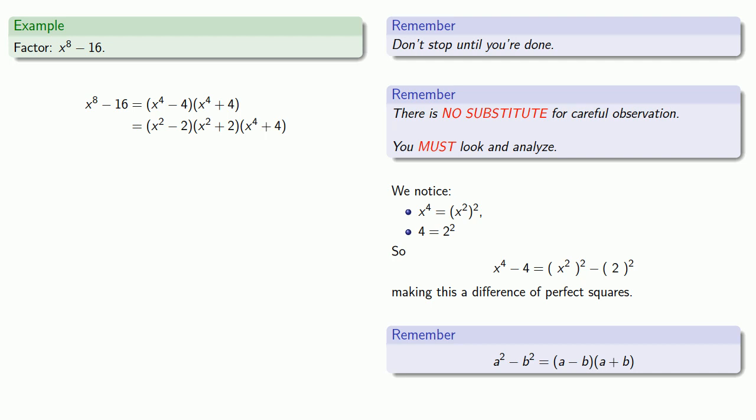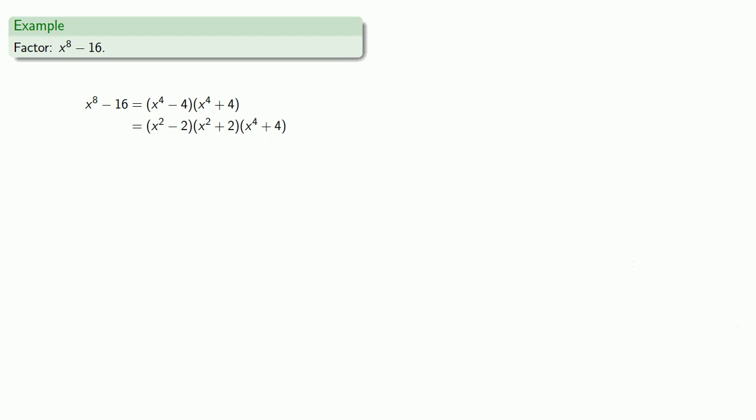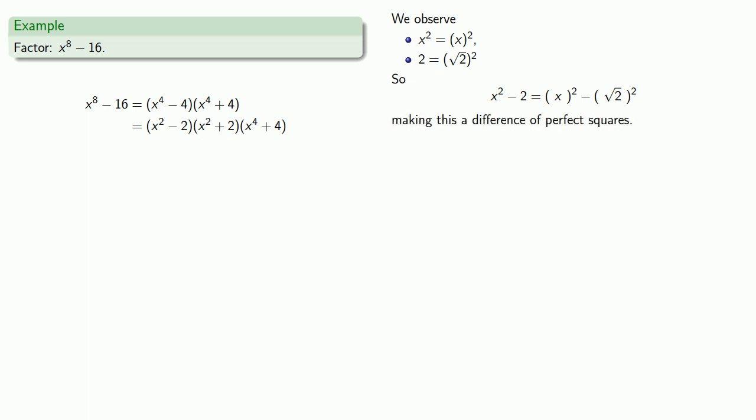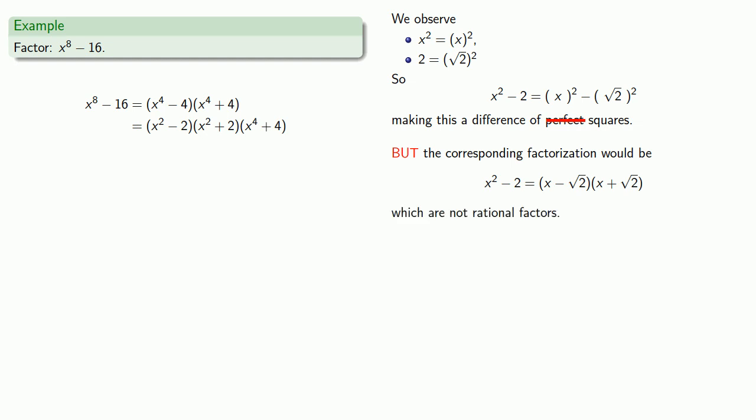Could we do something with it? Unfortunately, this is a sum of perfect squares, and we don't have a factorization for that. So I think we're going to have to leave that. On the other hand, we might try to go a little bit further with these other factors. We observe that x squared is x squared, and 2 is, well, that's square root of 2 squared. So x squared minus 2 is x squared minus square root of 2 squared, making this a difference of perfect squares. Well, not quite. Square root of 2 is not a perfect square, and our corresponding factorization would be x minus square root of 2 times x plus square root of 2, which are not rational factors. Since we're primarily interested in finding rational factors, we don't take this step for now. And the important idea to keep in mind is we could, and it may be useful to do so in other courses. But for now, we can't factor this any further.